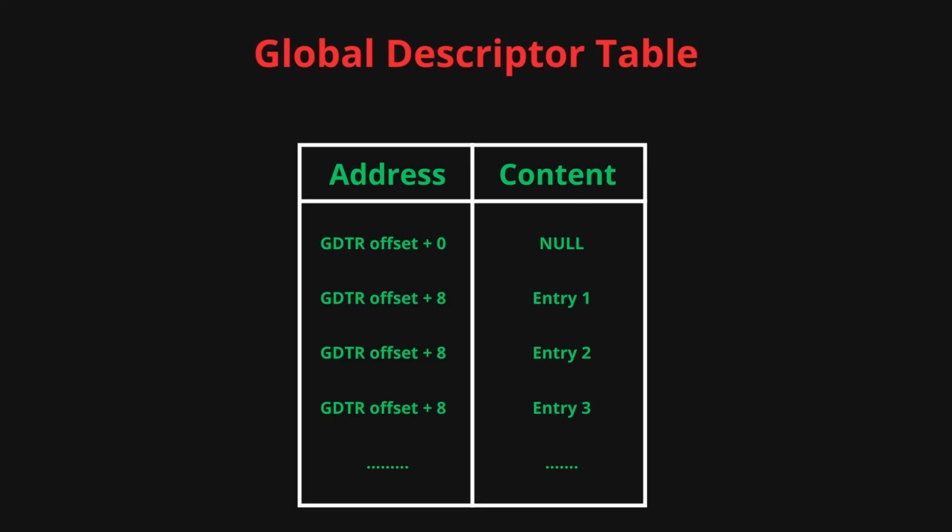Global Descriptor Table is a data structure that defines characteristics of various memory segments. It can be graphically represented like this. In each row you have an address, which is GDTR plus offset. GDTR is a register that holds an address to the beginning of the global descriptor table. Each entry in the table describes a segment in a form of segment descriptor structure. Notice that first entry is always null.